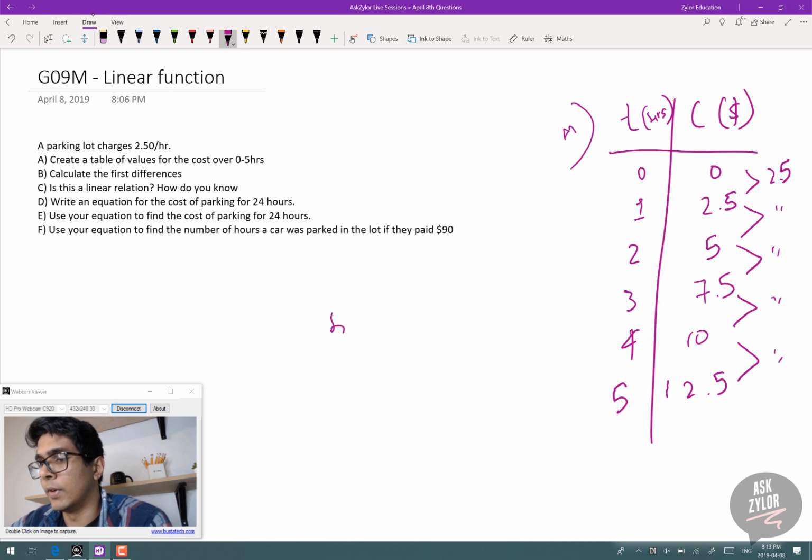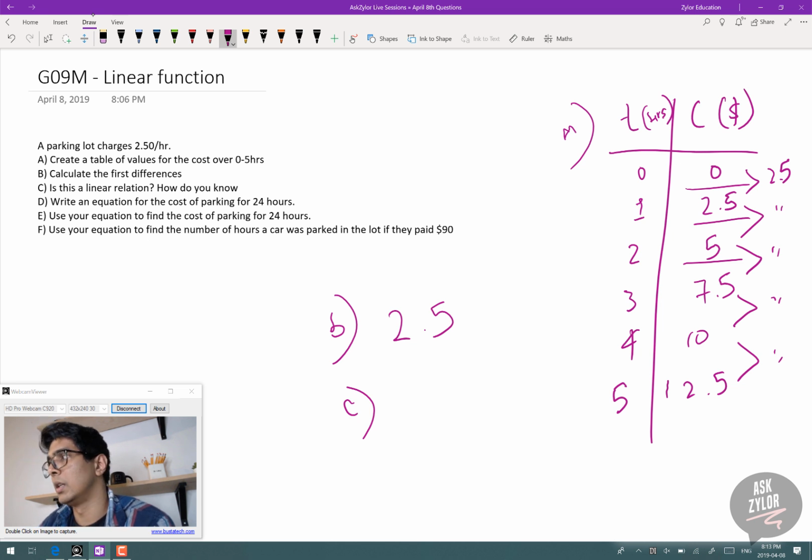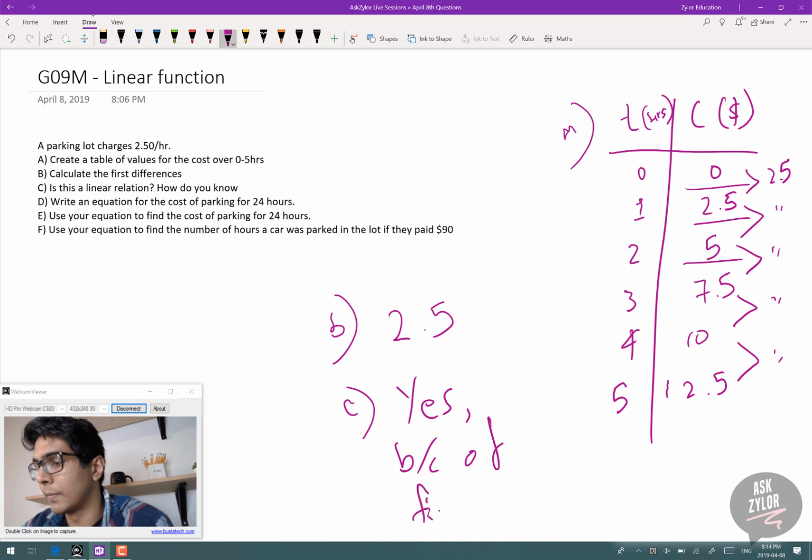So I calculated the first differences because I just need to find the difference between each of my cost values. So I found that each one of them is 2.5. Is this a linear function? It is a linear function because my first differences are the same. If my first differences change, that means I don't have a linear function. So is this a linear function? Yes, because of first differences.